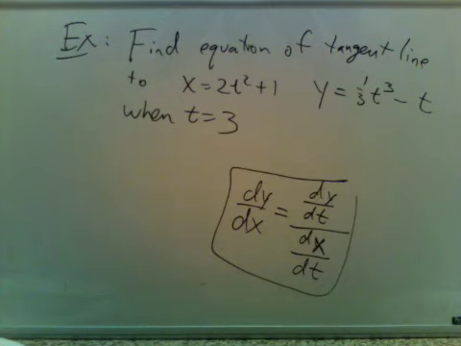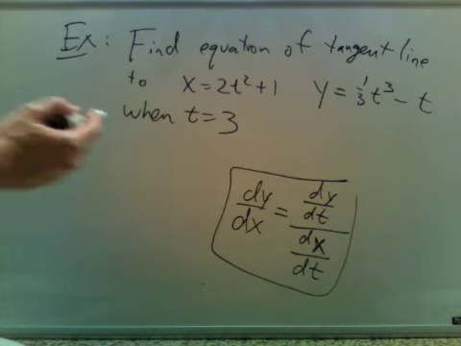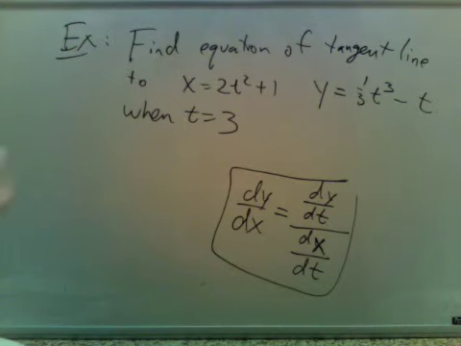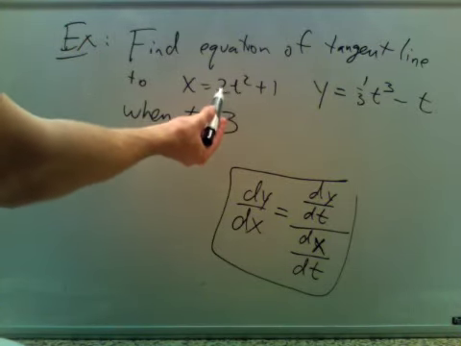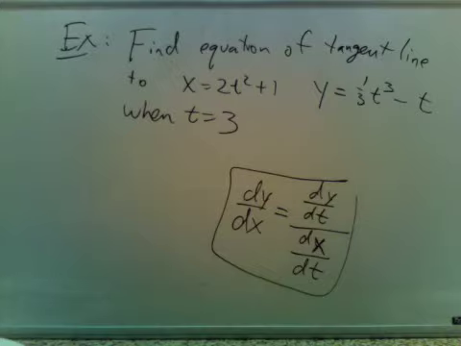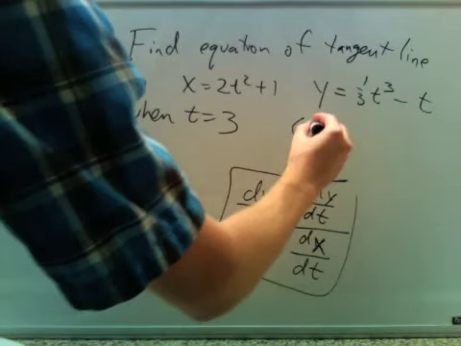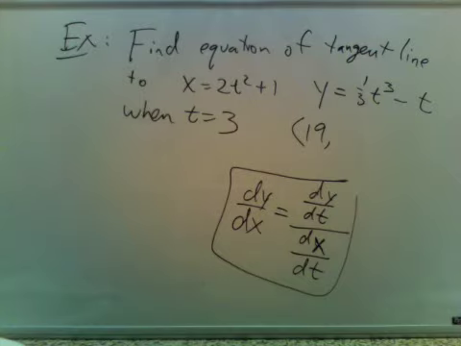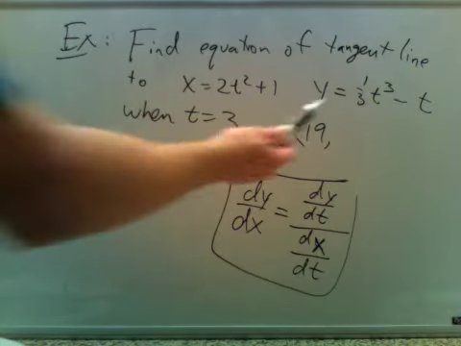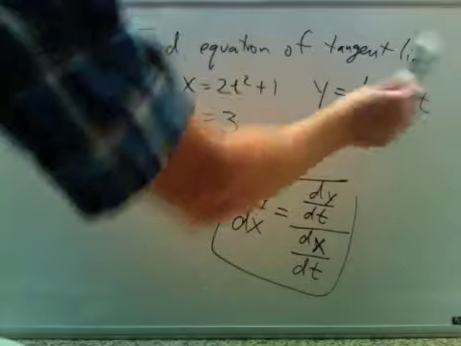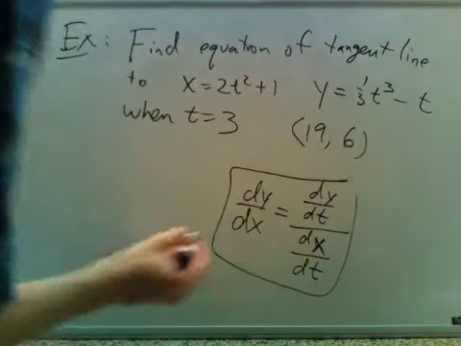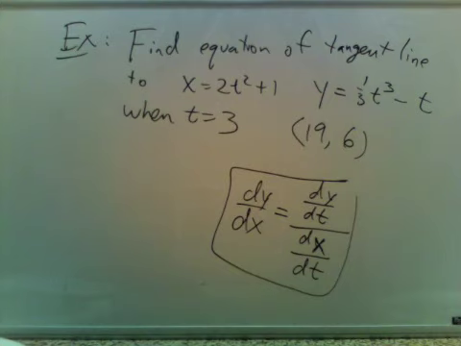Here's another example. We want to find an equation of the tangent line to the curve parametrized by these two equations when t equals 3. So let's first of all see what point that corresponds to. When t is 3, we get 9 times 2 is 18 plus 1, so 19. When t is 3, we have 27 over 3 is 9, minus 3 gives us 6. So that's the point on the line.